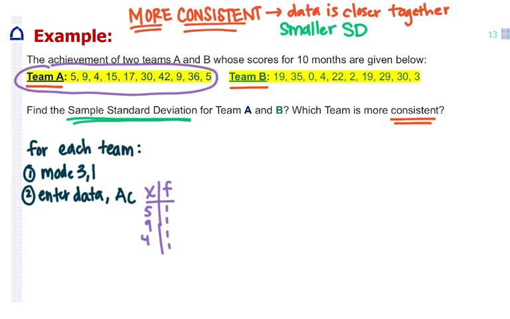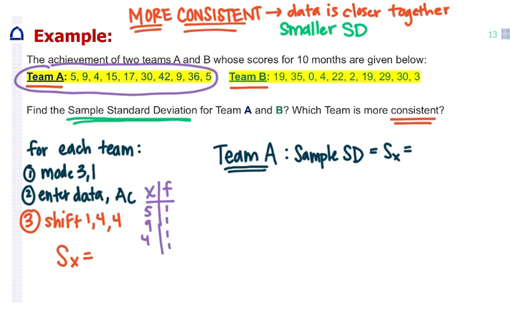Now, when we want the sample standard deviation, we will, as our third step, press Shift 1, 4, and remember the sample is the letter S, so Shift 1, 4, 4, and you'll find the sample standard deviation for team A. And for team A, we will get 13.92. Let's do the same thing for team B, so we're going to press mode 3-1.